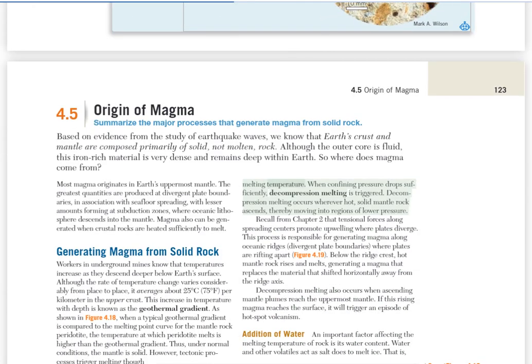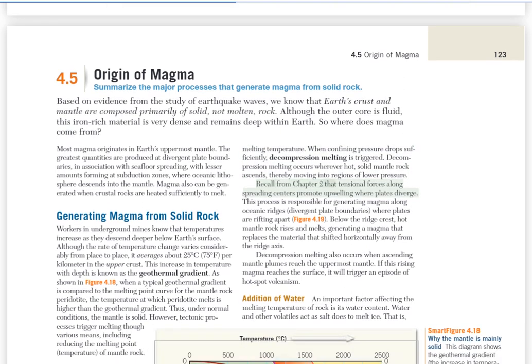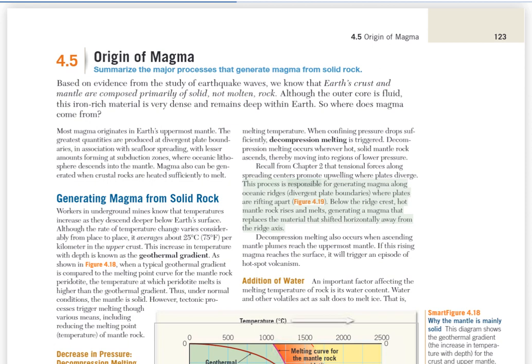Melting temperature. When confining pressure drops sufficiently, decompression melting is triggered. Decompression melting occurs wherever hot, solid mantle rock ascends, thereby moving into regions of lower pressure. Recall from Chapter 2 that tensional forces along spreading centers promote upwelling where plates diverge. This process is responsible for generating magma along oceanic ridges where plates are rifting apart.